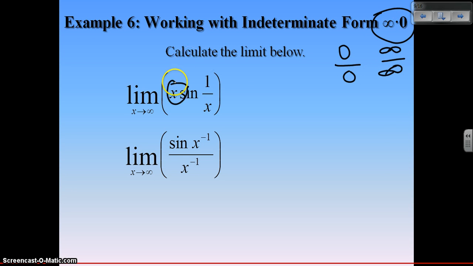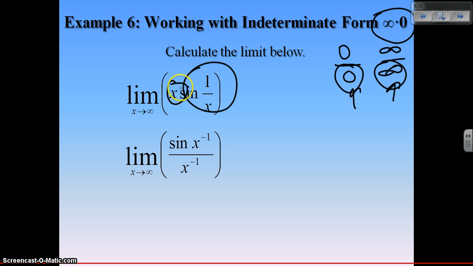You can't take just the derivative of x and the derivative of sine 1 over x. It has to be in one of these two forms. Now, these are indeterminate, but these can be put in these forms. For instance, if I flip infinity to the bottom, you have 0. Or if you flip 0 to the bottom, when you flip 0, you get infinity. So you see it's a matter of form.